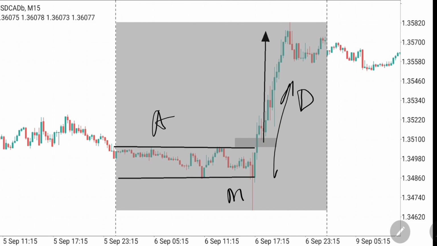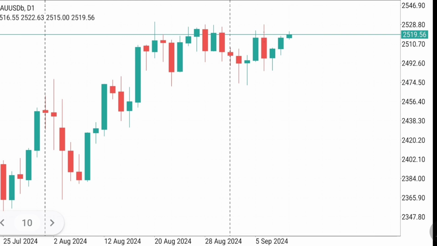So you can see the AMD pattern on one daily candle. This is the previous day, this is the previous day, and this is the current day. On the previous day, you can see this pattern, and now it happens on the current day. Now let us look at the sell scenario.